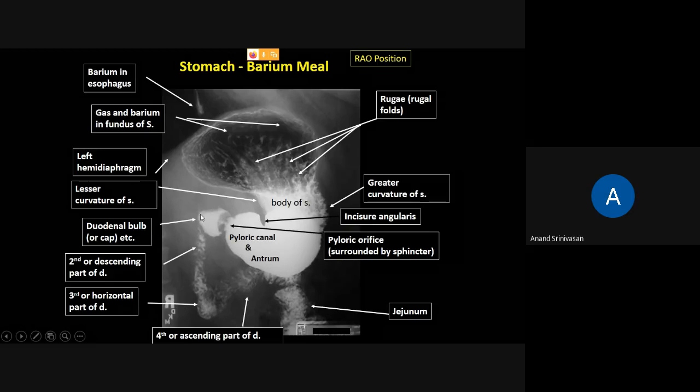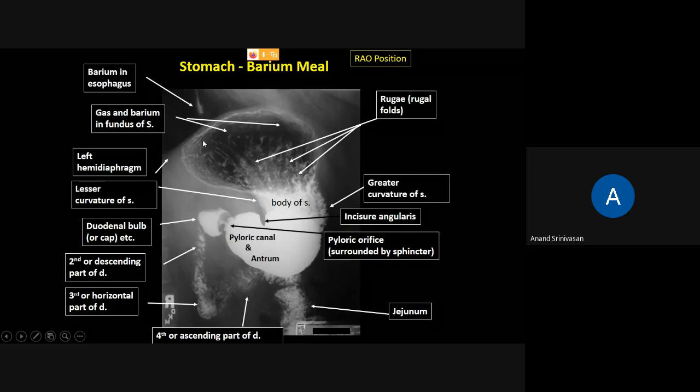Okay, the first part of the duodenum, the second part of the duodenum, the third and fourth part of the duodenum. And here you can see this is the diaphragm. One of the most important things you need to find out is air under the diaphragm. Usually there is no air under the diaphragm. If there is air under the diaphragm, it is a pathology which you need to find out, like what is the reason for air under the diaphragm.